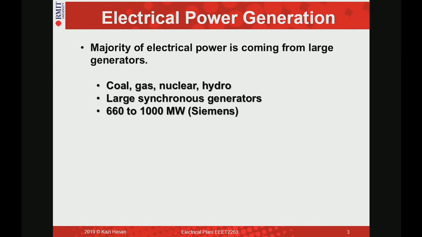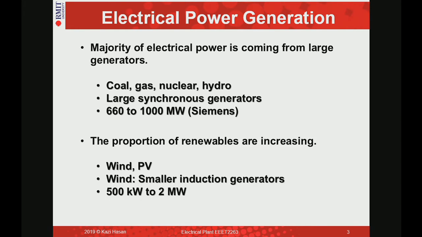And synchronous machine has actually been serving us for over hundreds of years. Whatever electricity we consume, that is coming from synchronous generators. The majority of electrical power is coming from large generators, irrespective of the fuel type. It doesn't matter whether it is coal, gas, nuclear, or hydro, all are running large synchronous generators, producing in the range of thousands of megawatts of power. Only recently, maybe over the last 20-30 years, the proportion of renewable is increasing, and there are wind generators, which are induction generators.